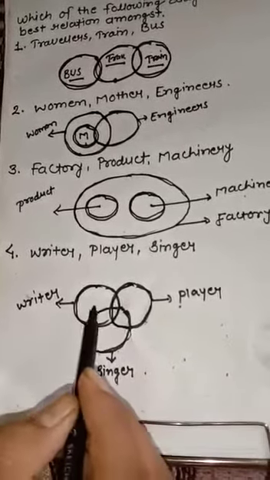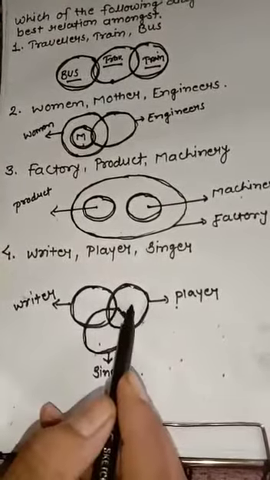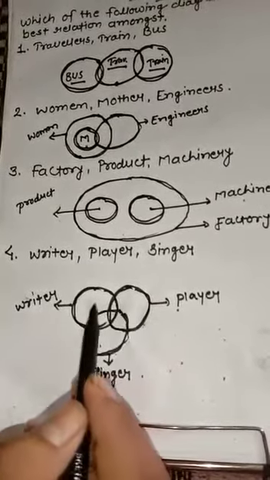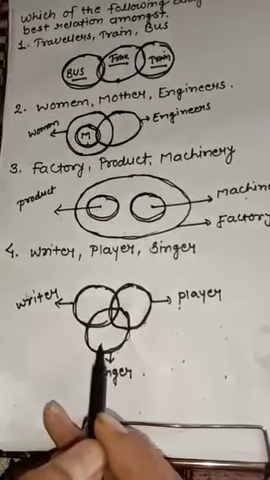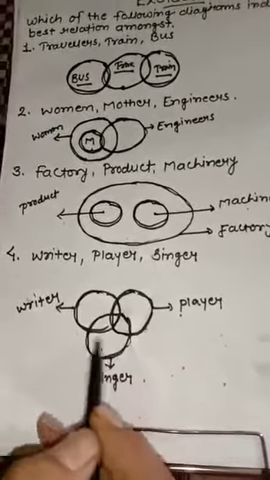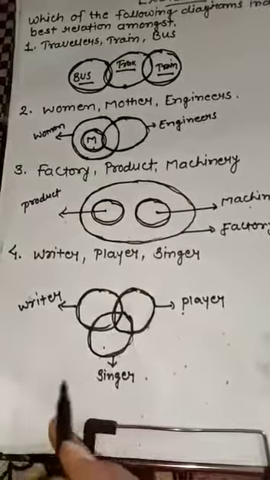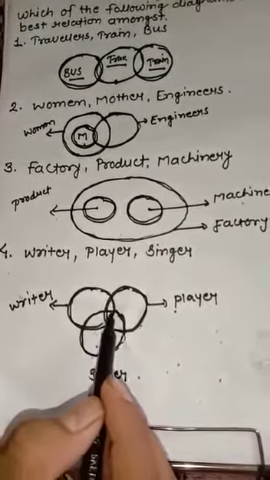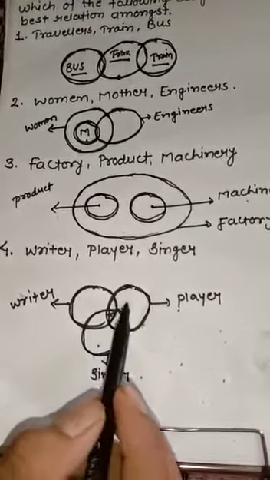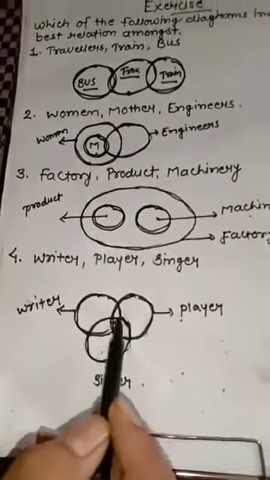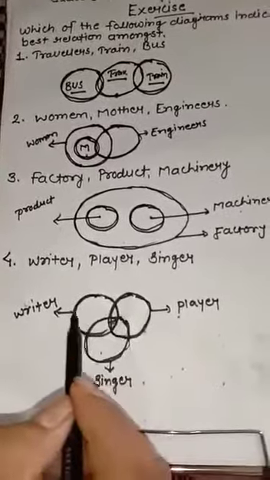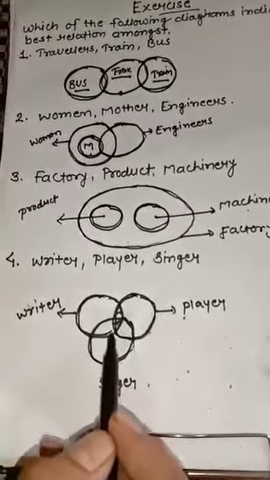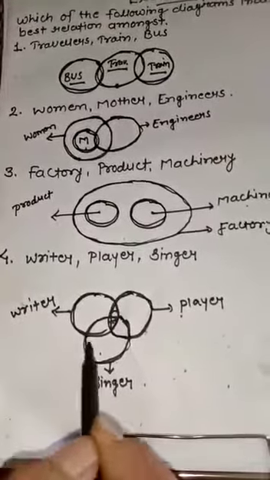Why? Because some writers can be singers, can be players, both also. And some players may be good writers, or maybe good singers also. So one person can have all three qualities, and those persons who have all three qualities will be considered in this part. Or a person who has only two kinds of qualities, that means they are a writer and player, will come in this part. So that's why we have taken this Venn diagram.